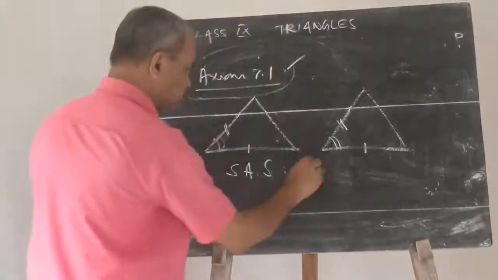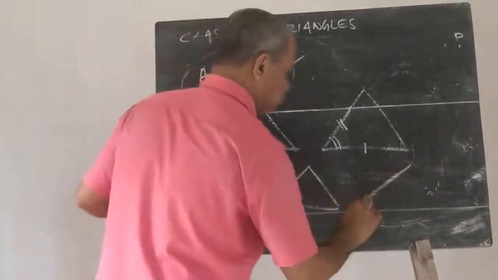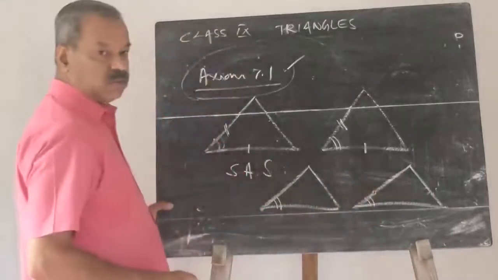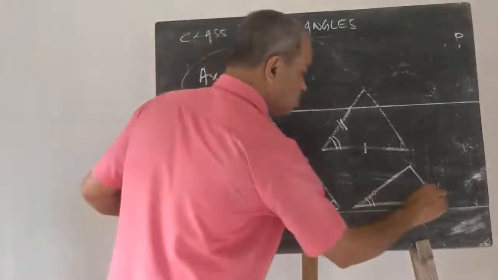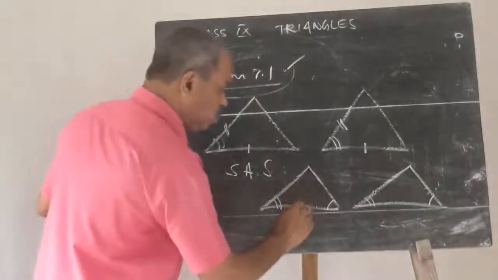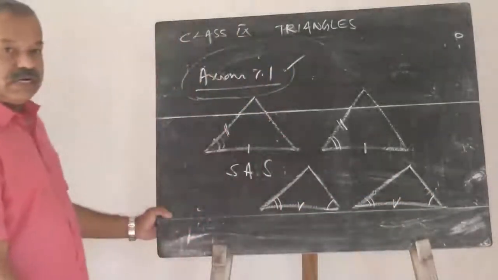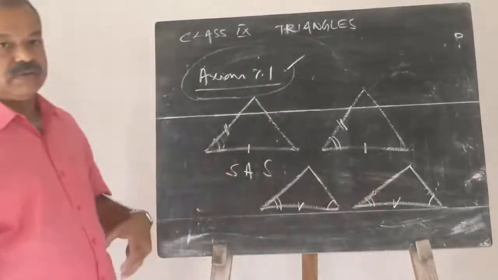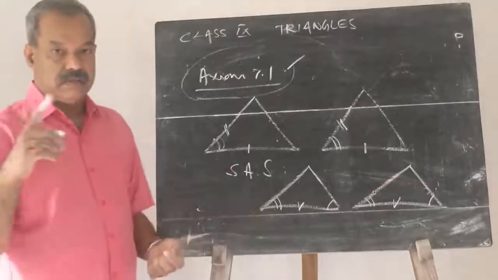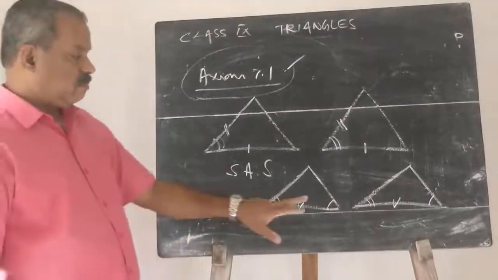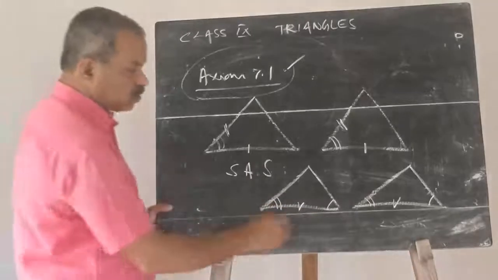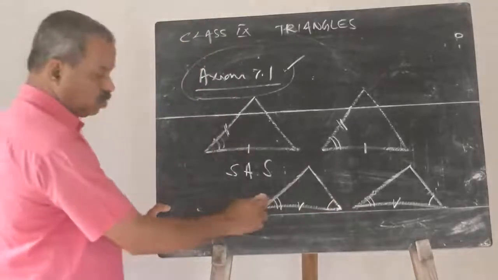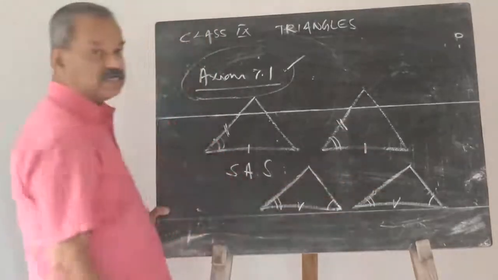Second, two triangles. Suppose these two angles are equal, and the included sides are equal. Then also we can see that these two triangles are congruent. The proof is given there, but the proof is excluded from this portion. So we need not go to the proof. Just understand the result.